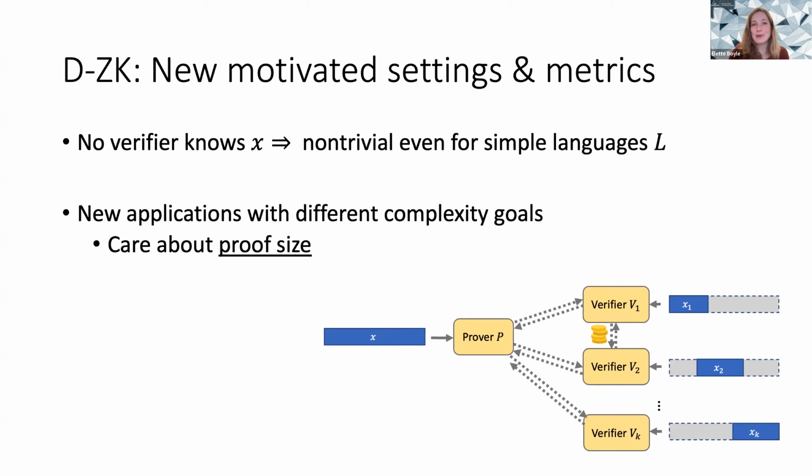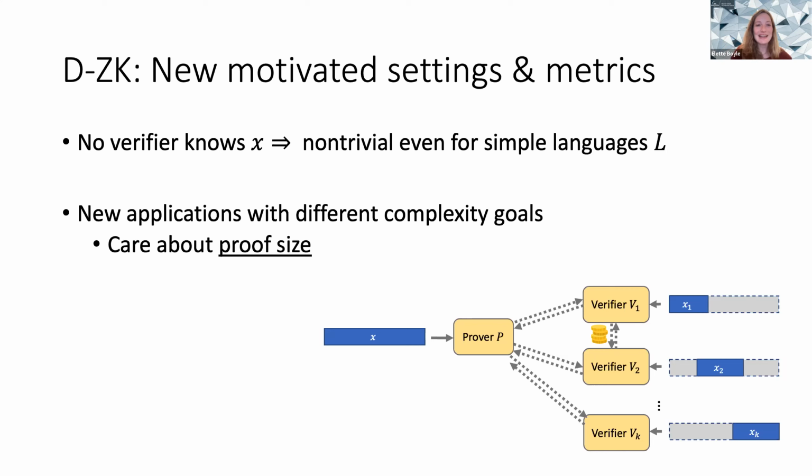Just a couple of remarks about this new notion. One thing is that because the verifiers don't actually know X, this shifts a little bit of the interesting regime from what we're used to. So for example, even if I have a very simple language L, something that if the verifier knew the statement, knew the input X, could simply check it himself, in this case, this is no longer possible, okay, because maybe it only knows one piece of X and it needs the other pieces in order to perform this simple computation.